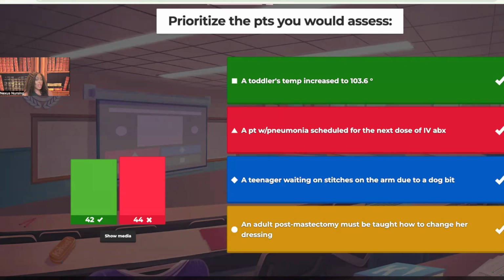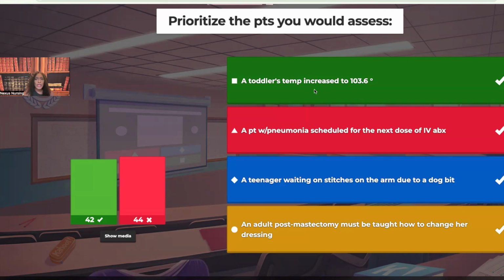I'm very proud of you guys. Okay, 42 of you guys got this correct. The first one is a toddler. A toddler's temp. Look at this word. What does it say? Increased. There's been a change, and the change is not for the good. I'm going to say this a million times. When you see a change and it's not for the good, that's going to be a priority.